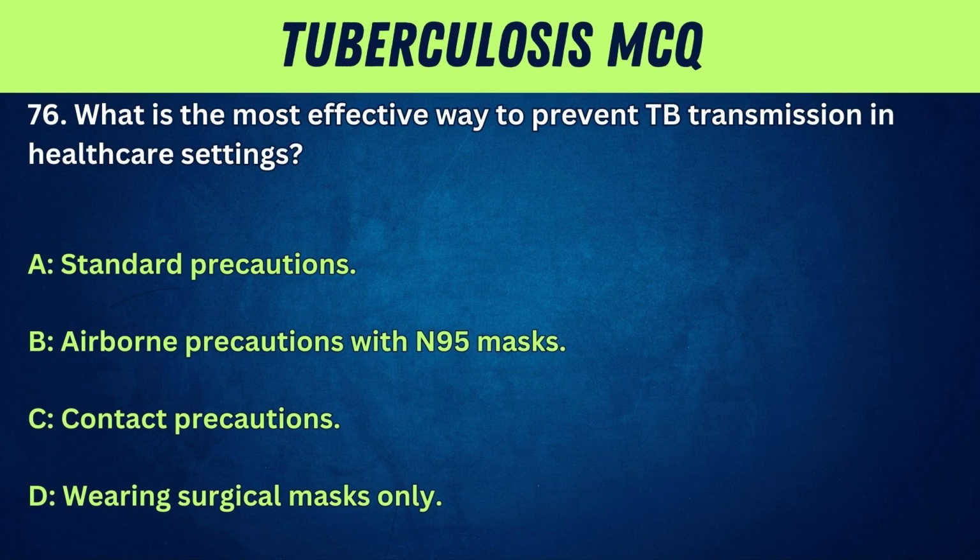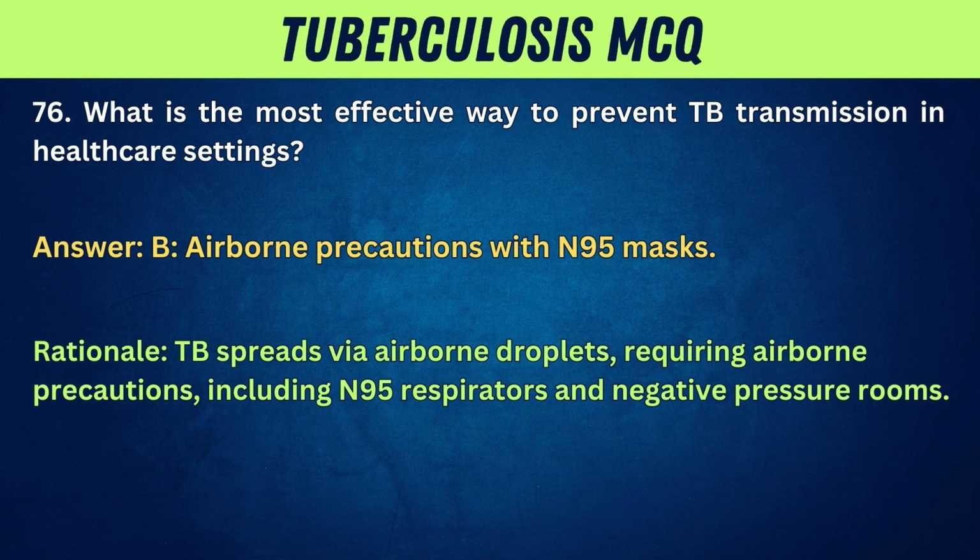76. What is the most effective way to prevent TB transmission in healthcare settings? A. Standard precautions. B. Airborne precautions with N95 masks. C. Contact precautions. D. Wearing surgical masks only. Answer: B. Airborne precautions with N95 masks. Rationale: TB spreads via airborne droplets, requiring airborne precautions, including N95 respirators and negative pressure rooms.